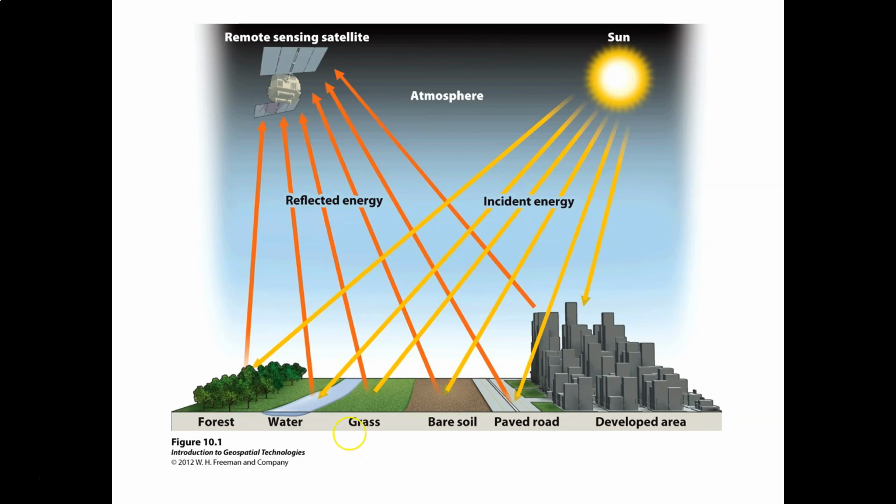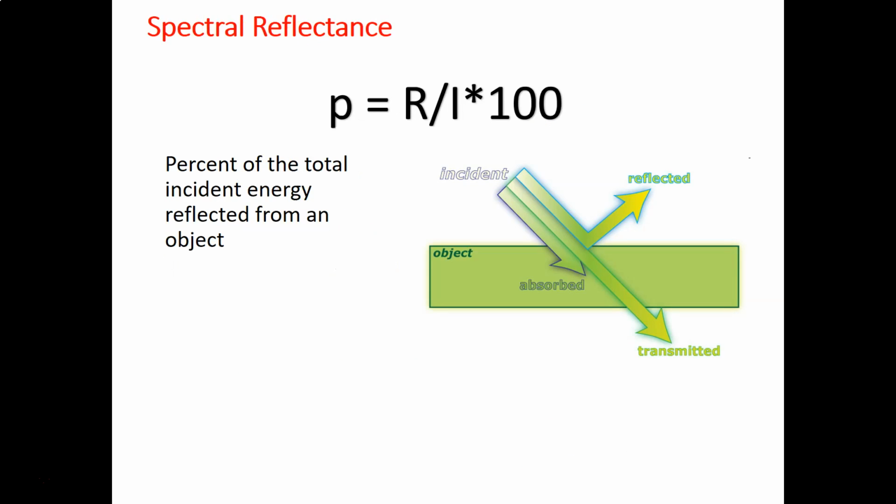Now, the percentage that's being reflected varies by surface. So the reflectance is going to be different for different surfaces. And it's actually a measure. It's a real number. It's nothing fancy. It's just mathematics or physics, actually, to be exact. So again, you have to remember the most important remote sensing equation is spectral reflectance. Everything relies on spectral reflectance. And that's the percent of total incident energy that's reflected from an object.